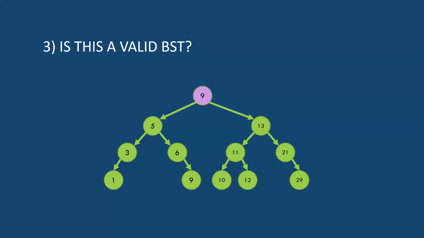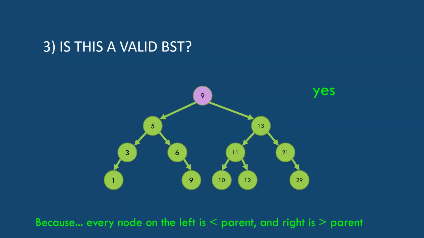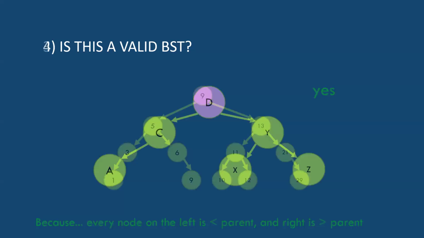Okay. And here's one. Let's see if we can spot any problems here. So we've got 9, 5, 6, 9, 3, 1, 13, 11, 10, 12. This one looks pretty good. I think we're good here. Yeah, all of those are in good place. Okay, everything satisfies the rule, left less than or equal to parent, greater than or equal to.